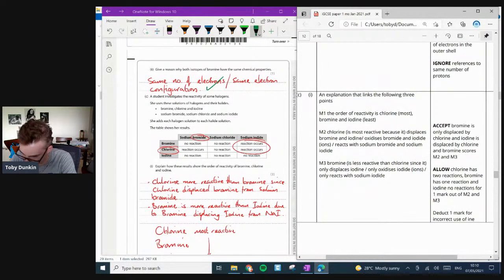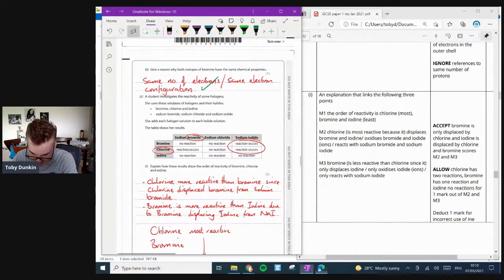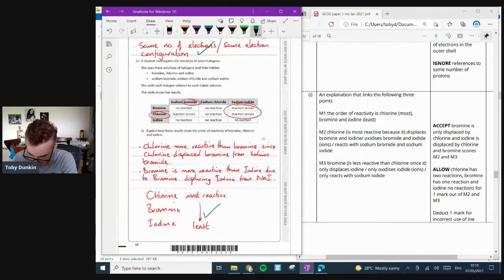I don't like this one. Order of reactivity is chlorine is most, bromine, and then iodine the least. Thank goodness I wrote that down. Next one, chlorine displaces bromine and iodine. Reacts with sodium bromide and sodium iodide. Bromine is less reactive, displaces iodine.